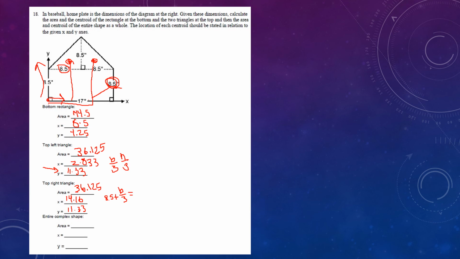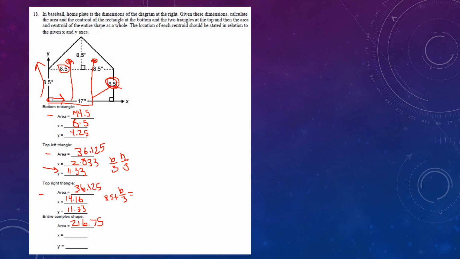The area of the complex shape, all you do is add up the 144, the 36.125, and the 36.125. So your area is going to be 216.75 square inches.